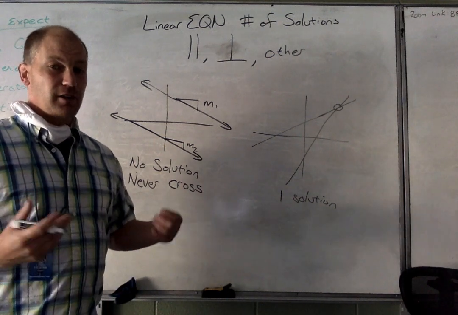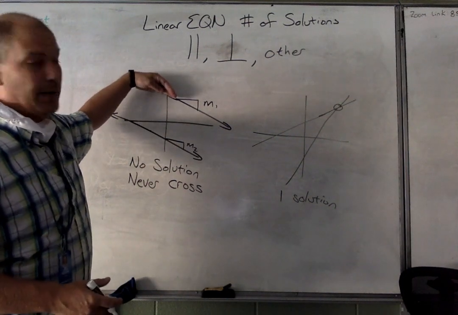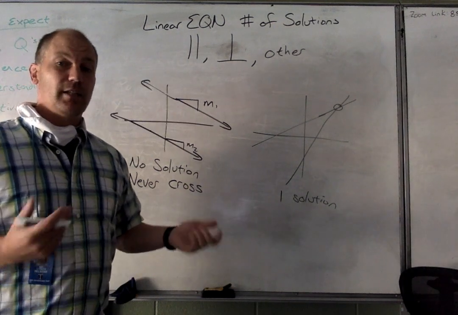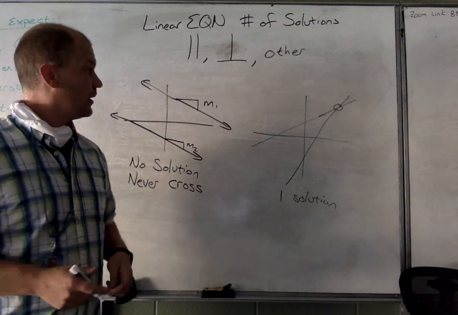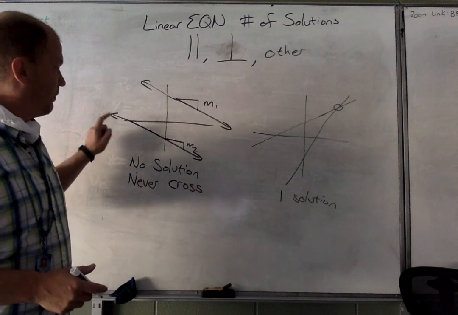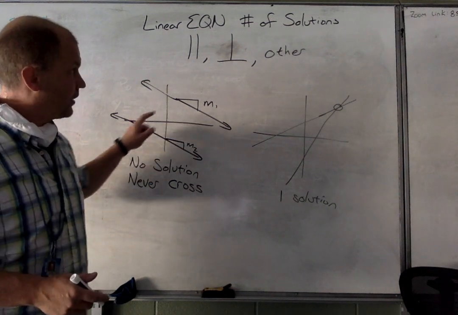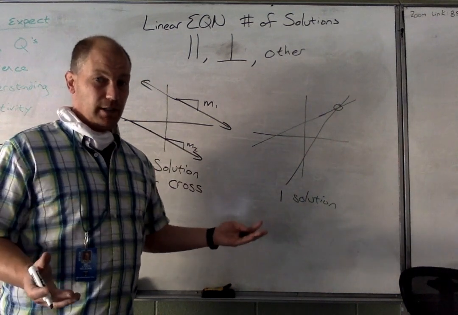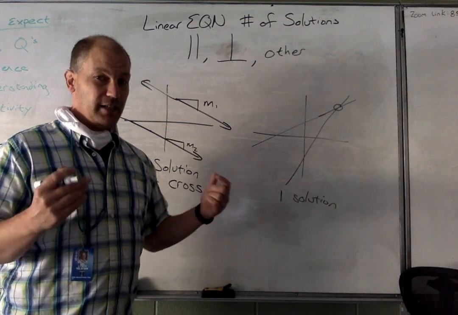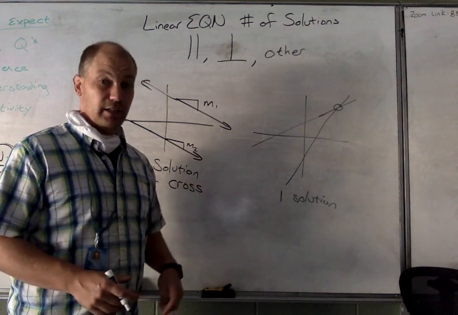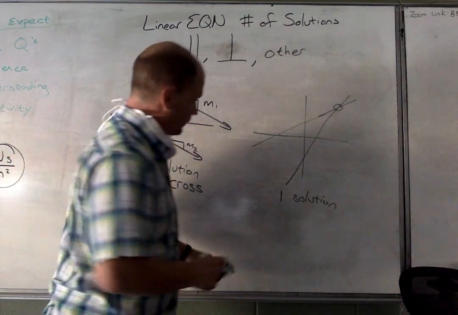The other option, the last option, is if the lines happen to be the exact same line, then they would have an infinite number of solutions. So parallel lines, no solution. Anything but parallel, anything but the slopes being exactly the same, it'll always have one solution.